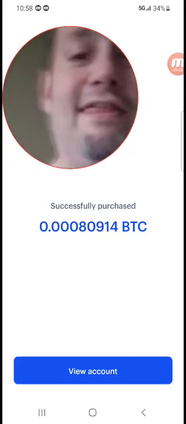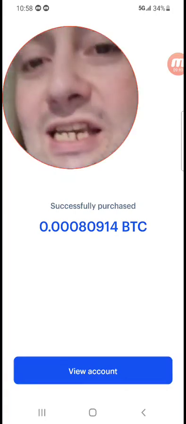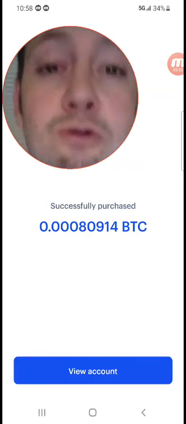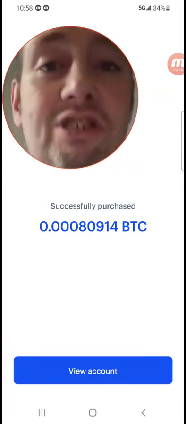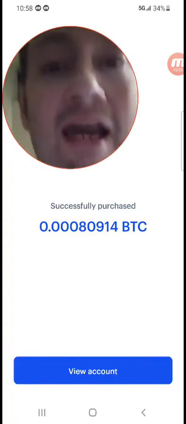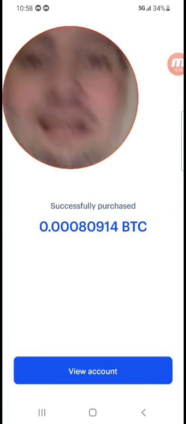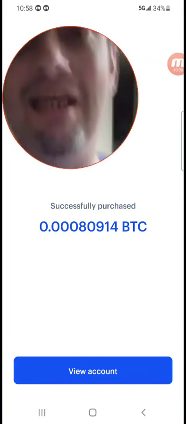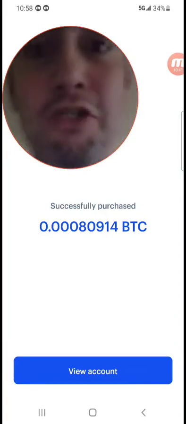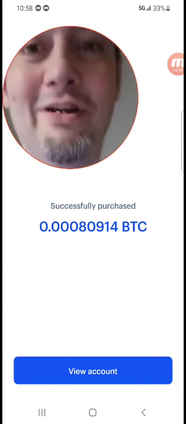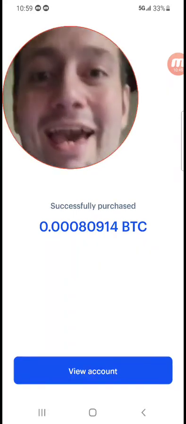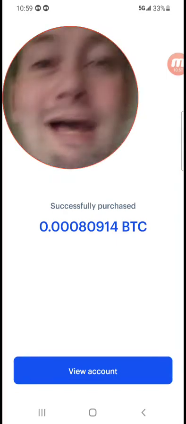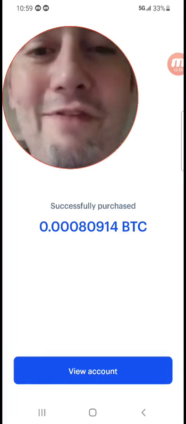0.00080914 Bitcoin, basically 80,914 Bitcoin Satoshis. And since it's at about 60,000, the easy way to determine how much money 80,000 Satoshis is, you multiply it by 6. So 80,000 Satoshis used to be $8. So now you multiply that by 6. What is 6 times 8? It's 48, right? And I just paid $48 for this Bitcoin. It was $50. I paid $48 for the Bitcoin, $1.99 for the fee.